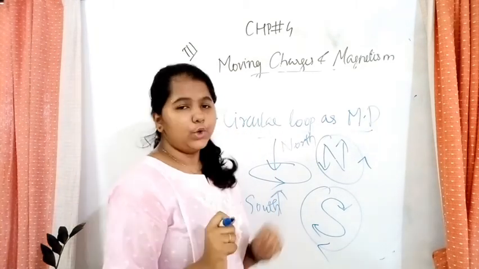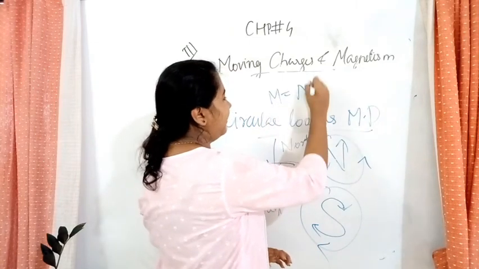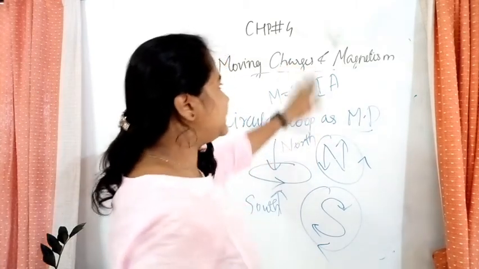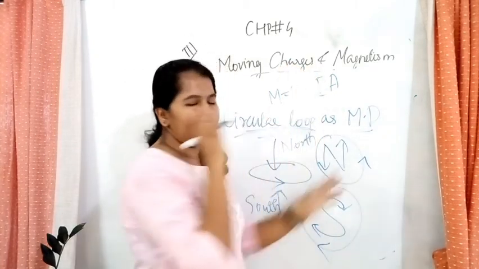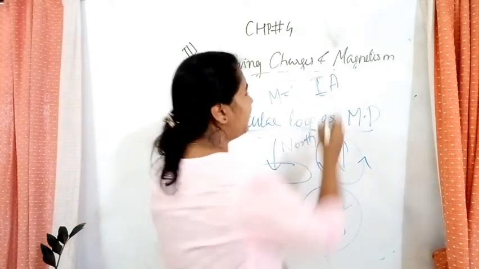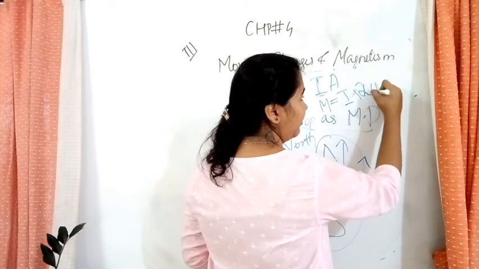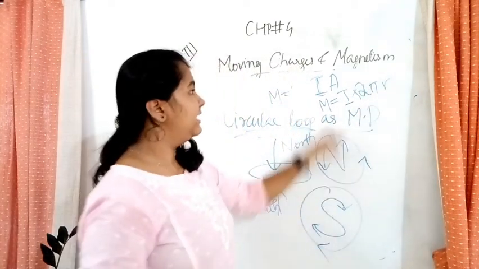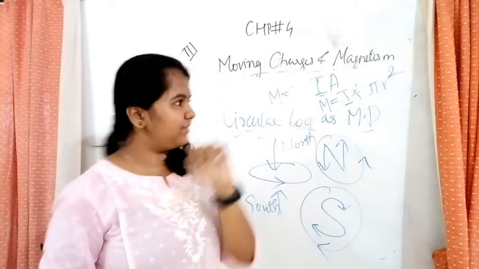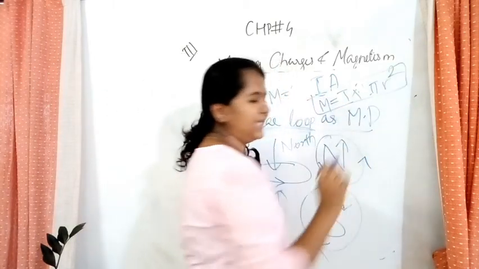We know magnetic dipole moment M is equal to NIA. N is the number of turns. We are taking only a circular loop, so N is not required. It is I into A. So M can be equated as I into pi r square, because that is the area. Okay, the area is what we are writing, not the circumference. So M is equal to I into pi r square.